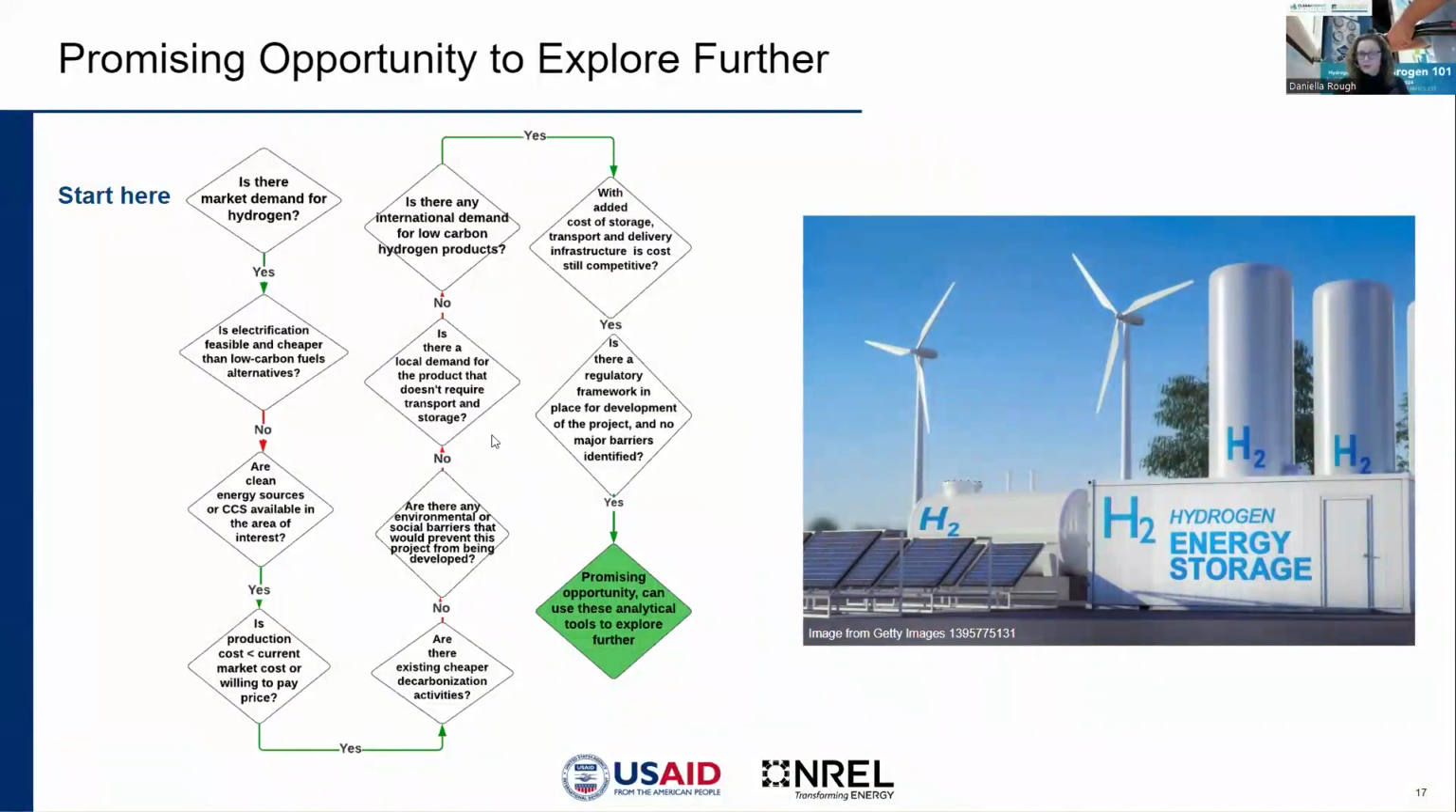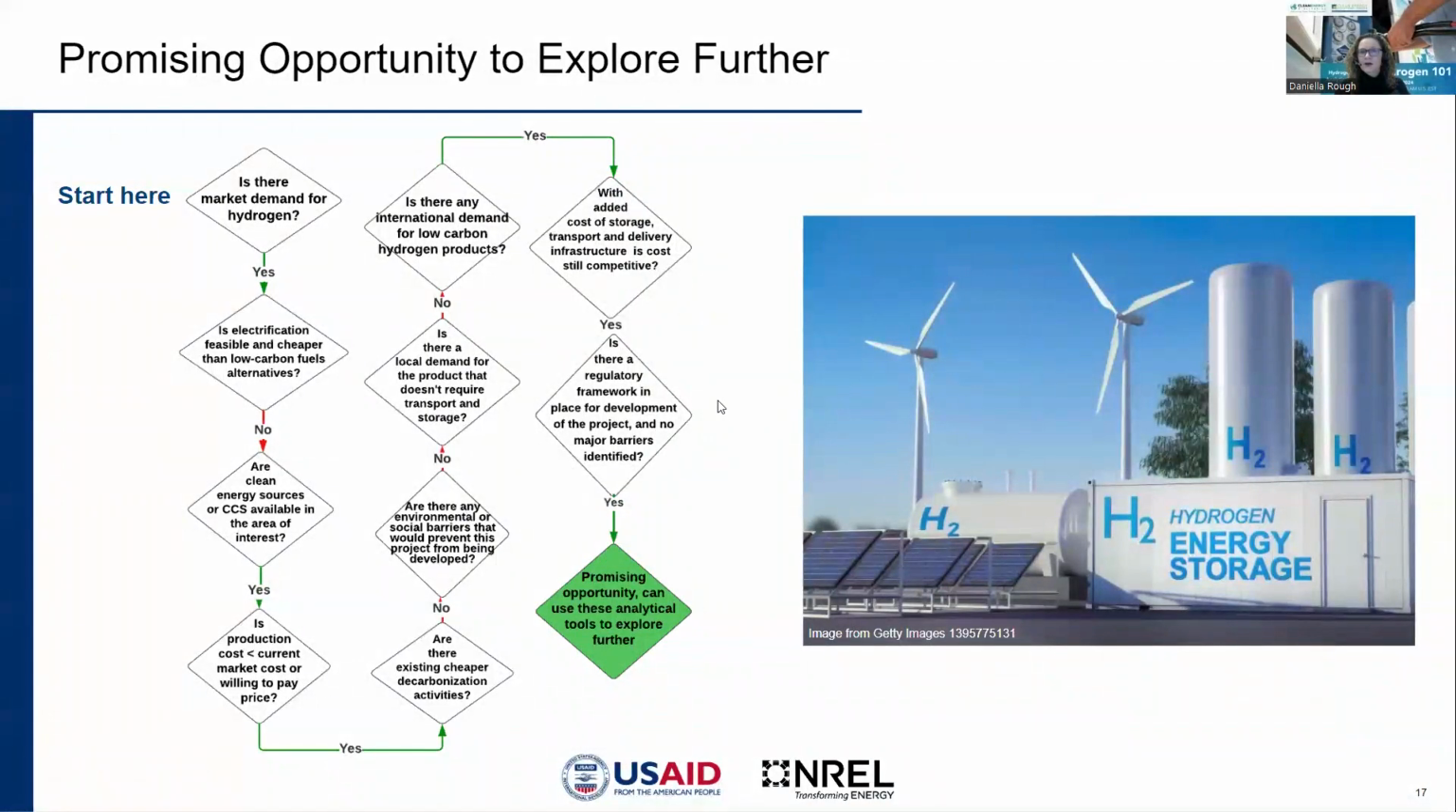Is there a local demand for the project? No. Okay, then we start looking at international demand. If there's international demand for low carbon hydrogen, then we start moving forward to the cost, looking at the added costs of storage, transport, delivery, all of those things that are involved with exporting to international markets. Even with all of those added costs, is it still competitive and is it still able to meet the market price? If it is, then we might look at, okay, we're ready to go.